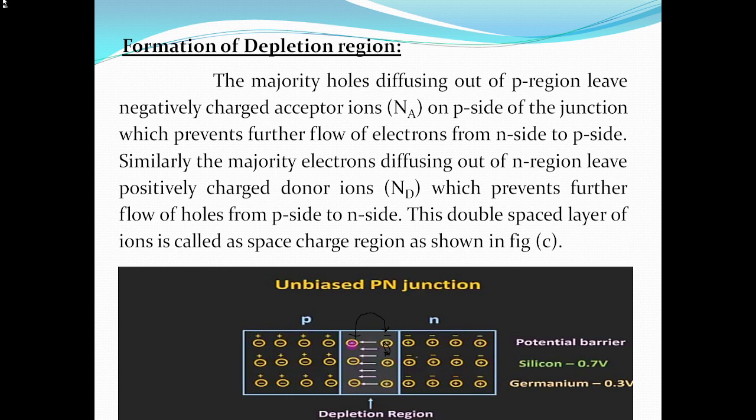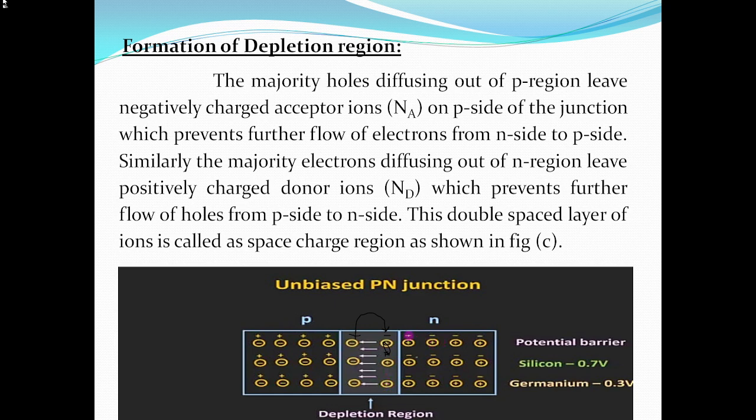So what is left? On the P side, acceptor ions are left. On the N side, donor ions are left. So on the P side, negative charge is accommodated. On the N side, positive charge is accommodated. The majority holes diffusing out of the P region leave negatively charged acceptor ions, Na, on the P side, and positively charged donor ions on the N side.